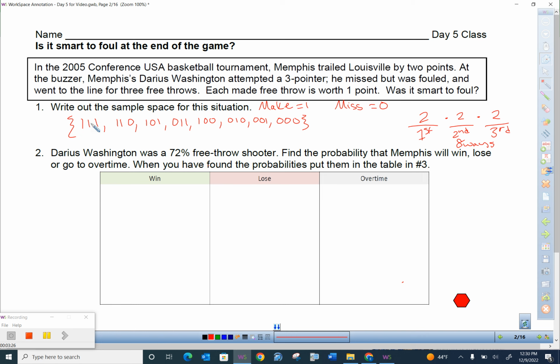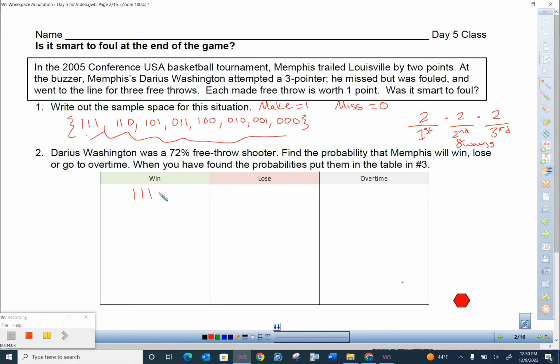So our job is to decide, first of all, if Darius Washington is a 72% free throw shooter, what is the probability that Memphis, that team who was behind, will win, lose, or go to overtime? So the first thing I want you to do is decide which of these outcomes would go into each column and just write them there. So for this first example, the only way to win is getting, since they're down by 2, is to get all 3 points. And the only situation that happened was 1, 1, 1.